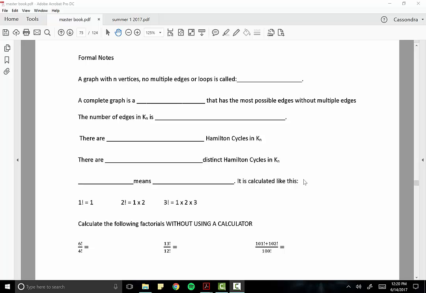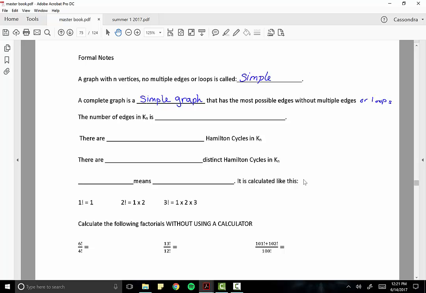Okay, so now we are going to look at formal notes for Chapter 2, Section 3. A graph with n vertices, no multiple edges or loops, is called a simple graph. So anything that doesn't have loops or multiple edges is a simple graph. A complete graph is a simple graph that has the most possible edges without multiple edges or loops.